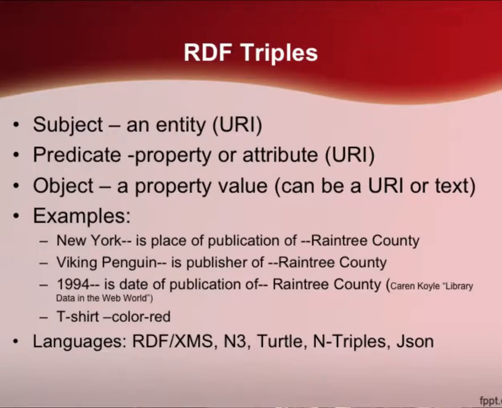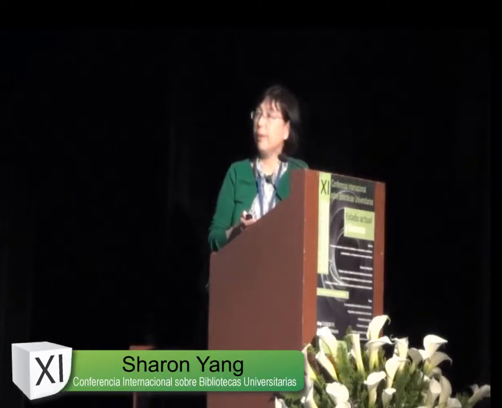So these are the examples of subject, predicate, and object. New York can be a subject. Its place of publication of. This is also a URI. This can be a URI. And then Renty County, this is the name of a book. It can be another URI because you can have a web page which describes Renty County, which is a resource also. So in all the three parts, they can be represented by three URIs. And the more URIs you have, the more triples you have, the more linking you will have.